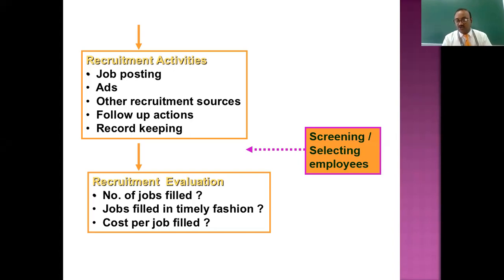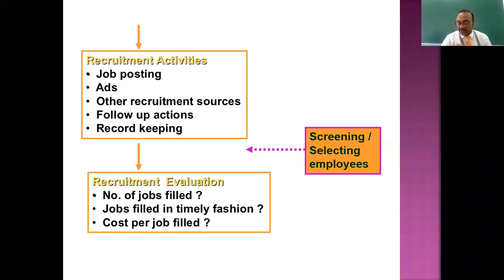The department is going to evaluate and see whether you did your job well. As a recruiter, it's your performance appraisal. So we're going to ask these questions. Were you able to fill up all the vacancies that were given to you for recruitment? Were you able to identify candidates, and are all the jobs filled right now? Yes or no? If it's yes, you've done a good job. If it's no, then you've done a bad job.